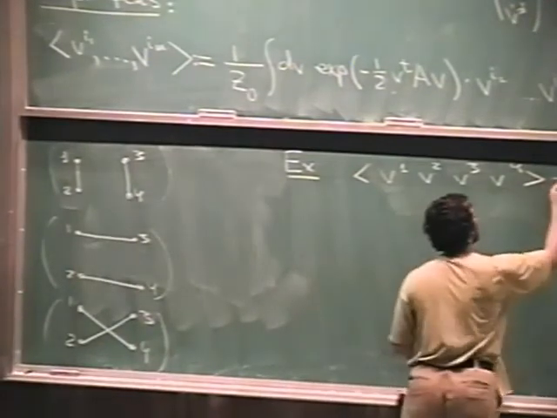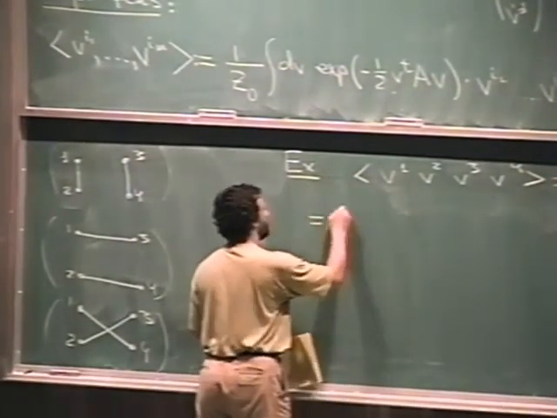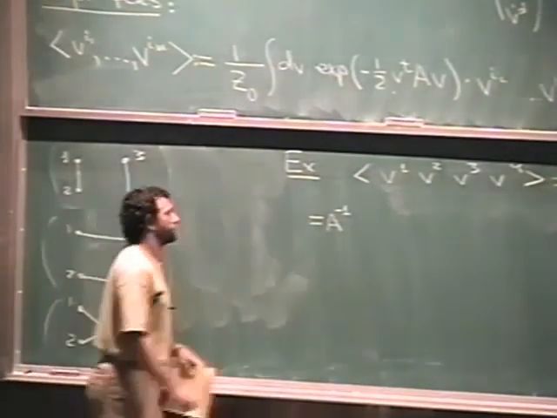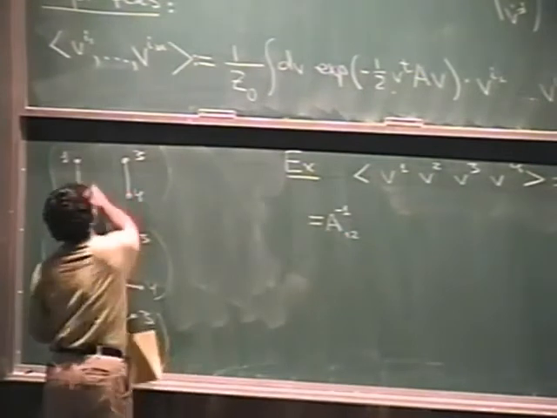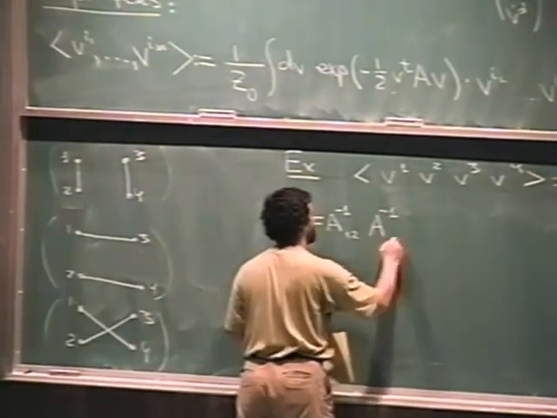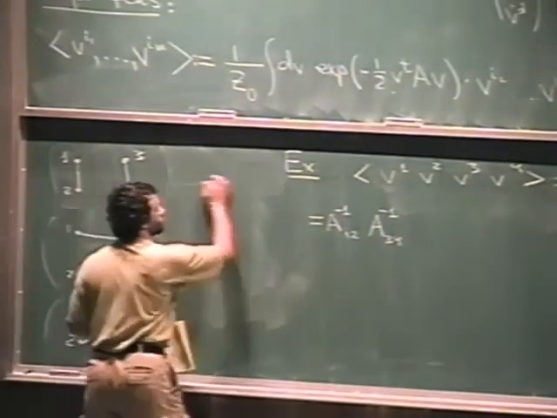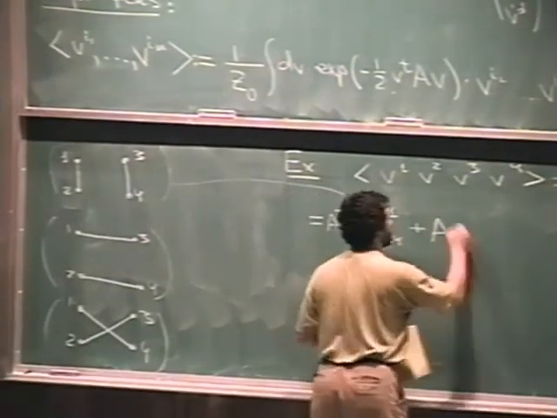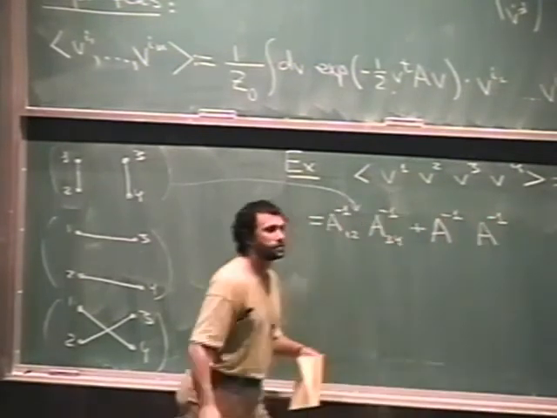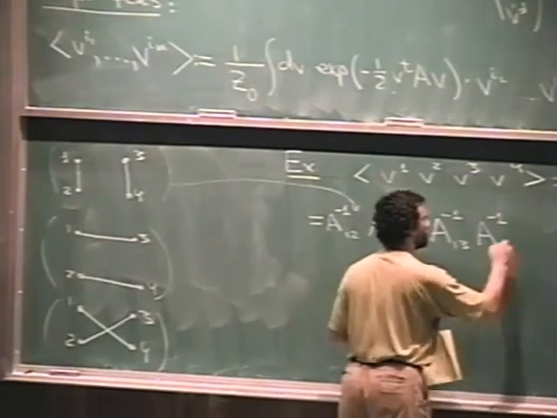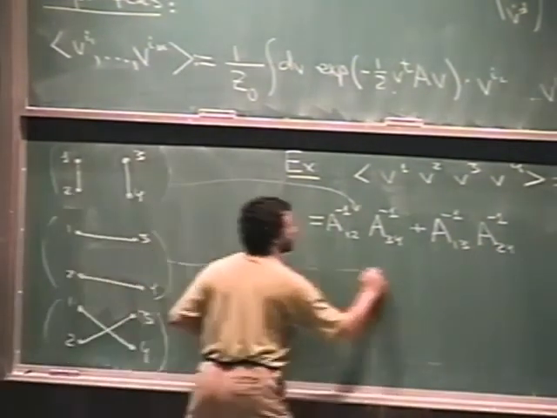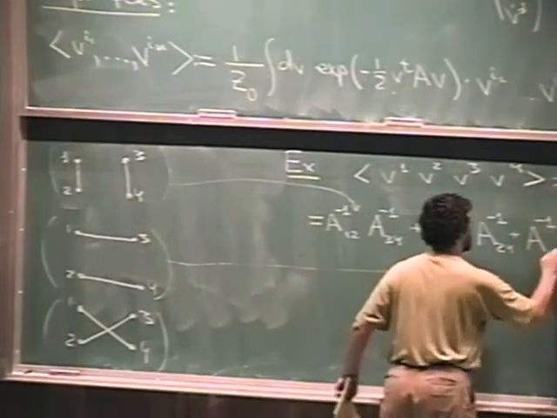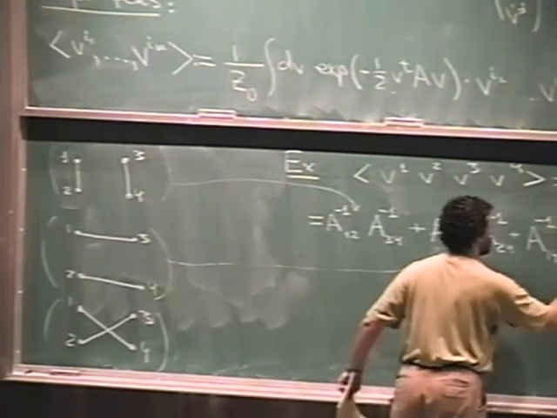So the answer here should be A inverse, where I write the indices of this matrix A inverse corresponding to the first pair, and then to the second pair. This term corresponds to this graph. Then there will be the term corresponding to the second graph. You can already guess the indices: it will be 1, 3, 2, 4. Finally, there's the last term, A inverse 1, 4 times A inverse 2, 3.